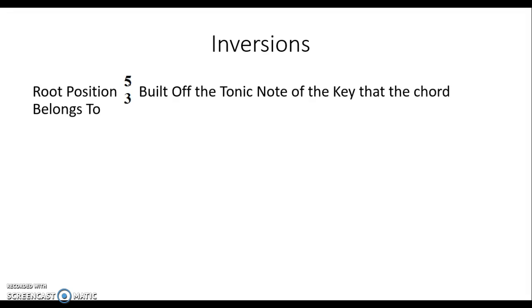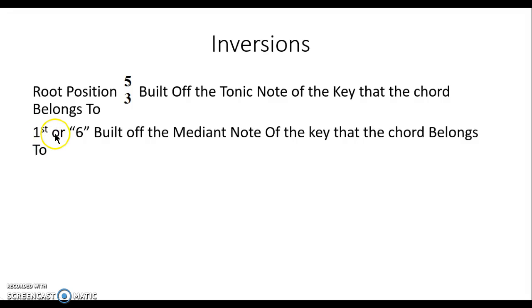Alright, inversions. The inversion is based on the lowest note of the chord. Root position, which is sometimes identified with a 5-3, is built off the tonic note of the key that the chord belongs to. So for a C triad, that's C, E, G, and C is going to be the lowest note.